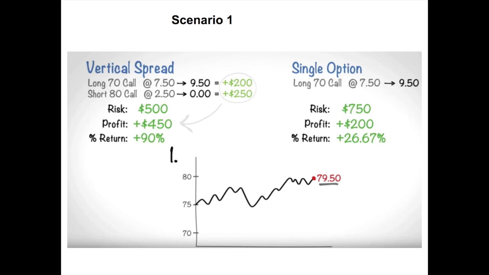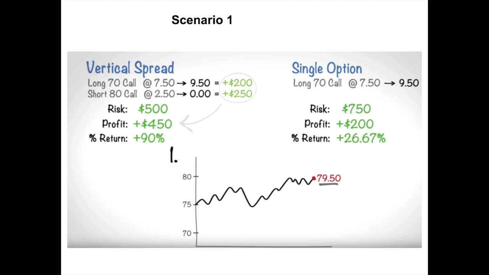Now let's compare that to a single option. So you bought that 70 call for $7.50 on a certain date, and on the expiration date, that was worth $9.50. Now that's a $2.50 profit. Sorry, that's a $2 profit. So since you have 100 shares again, that makes it $200, and you have to put in more risk because you have to put in $750 to do this trade, and that makes only a 26.67% return.